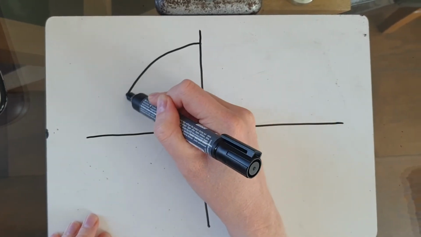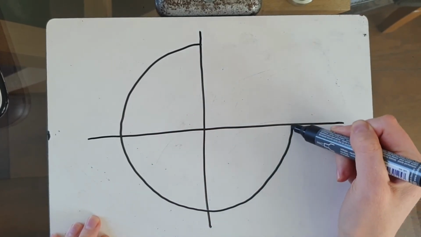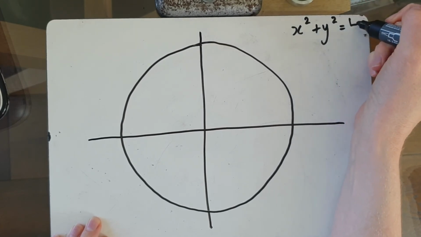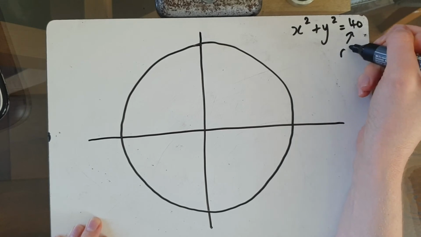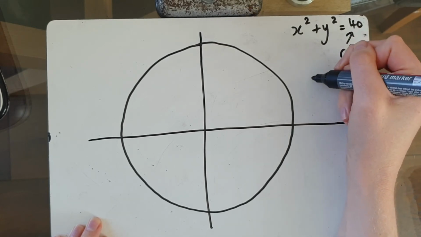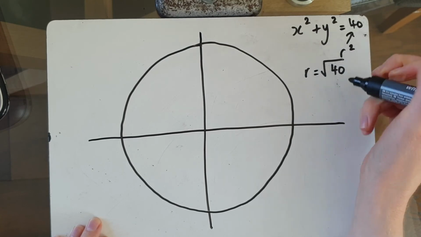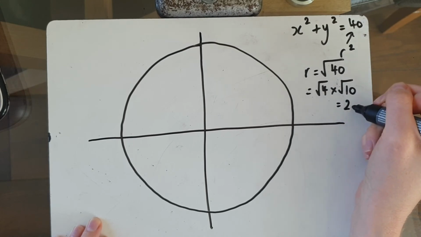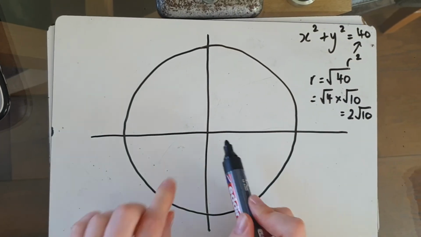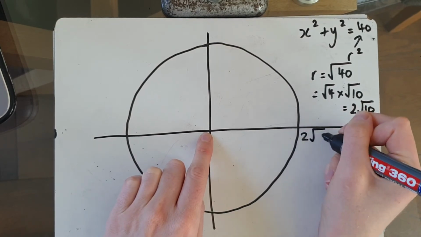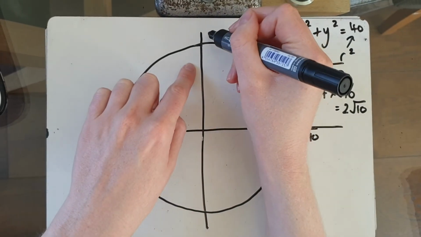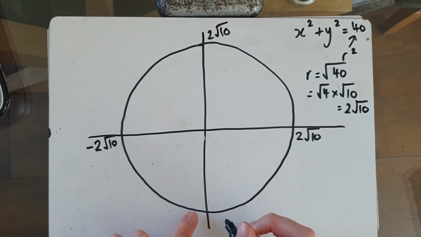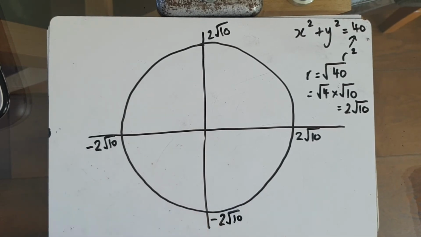So we've got a circle centred at the origin. Now if we've got x squared plus y squared equals 40, that is the radius squared. So the radius is the square root of 40. It's the square root of 4 times the square root of 10. So it is 2 root 10. So the radius is 2 root 10. This point here is 2 root 10. This point here is 2 root 10. This is negative 2 root 10. And this is negative 2 root 10.